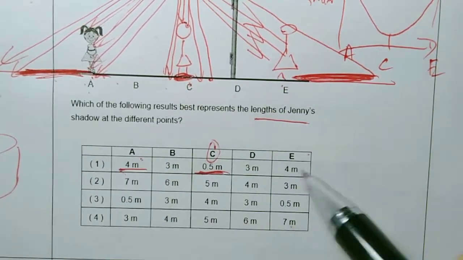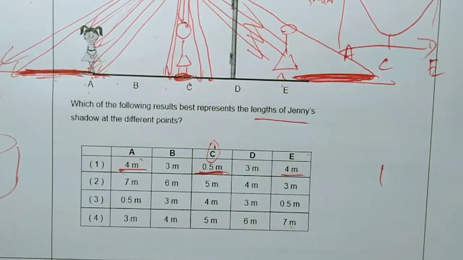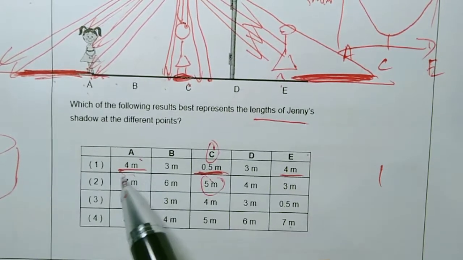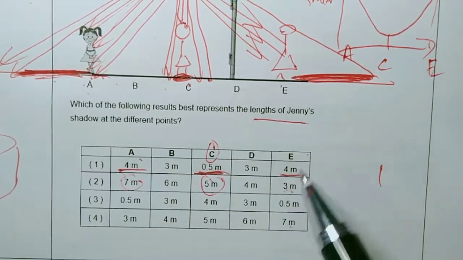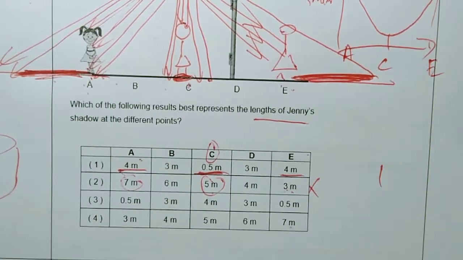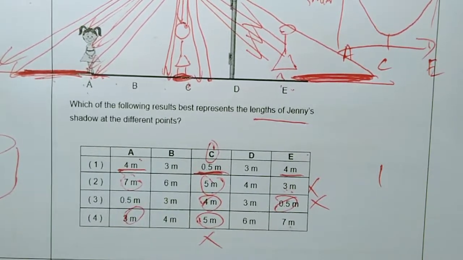0.5 is shorter than 4. Definitely correct. This is almost, one is correct. Okay, let's check the rest. This is less than this, but this is more than this. You're saying that standing here will cast the shadow longer than standing here. This is wrong. Again, this is more than this. This is wrong. Right? This is more than this. It's wrong also. Answer is 1.